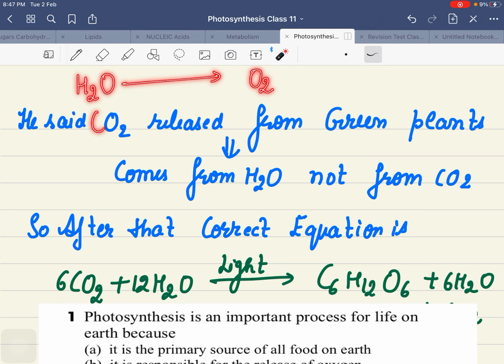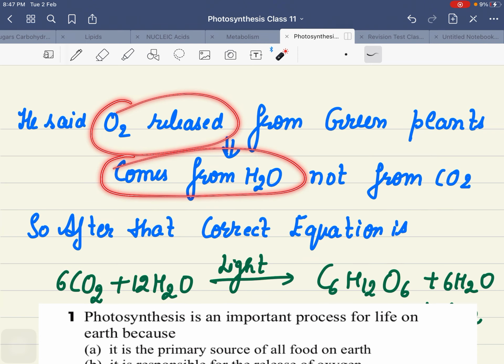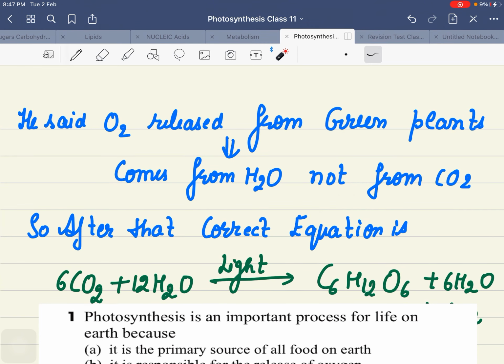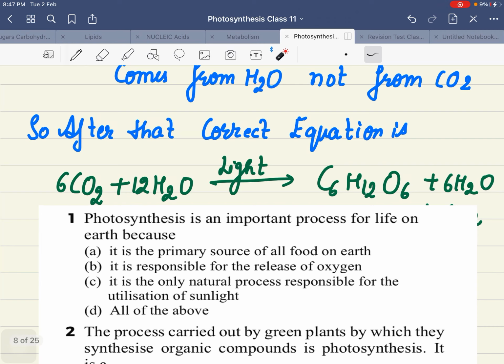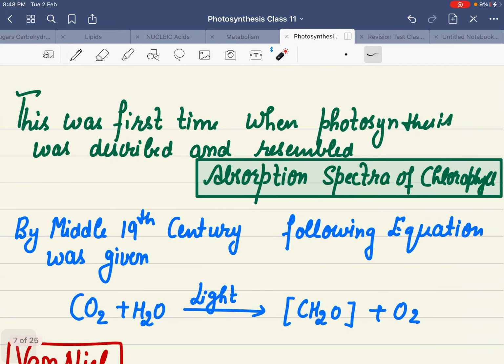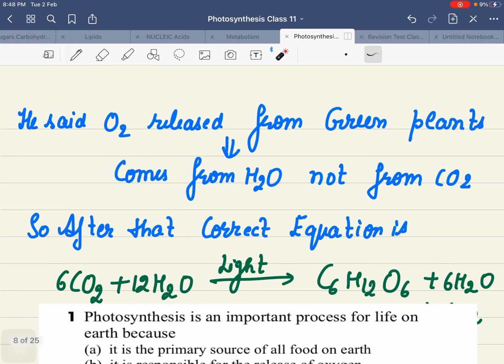Not at all from CO2. CO2 is reducing and forming C6H12O6. So the oxygen released from the green plant comes from water, not from CO2. And after that, the correct equation which is given is 6 CO2 plus 12 water gives C6H12O6 plus 6 O2 plus water. You can balance this equation, right? So that was the equation which was given after the nail experiment.